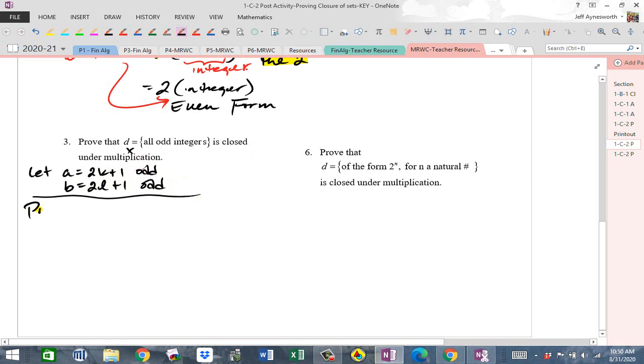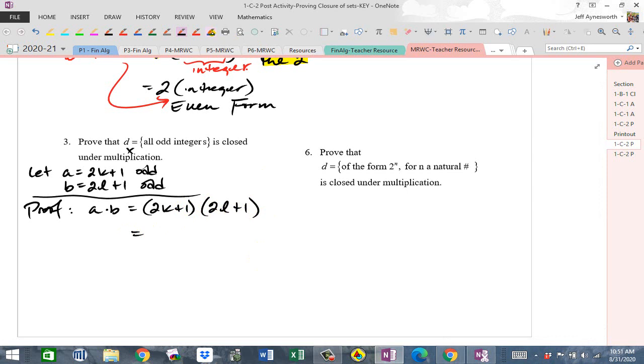Here we go. Here's the proof. So a times b is equal to 2k plus 1 times 2l plus 1. You've got to multiply them together. And now when you multiply binomials, you multiply using either the distributive or the FOIL method. So 2k times 2l is 4kl. 2 times 2 is 4.